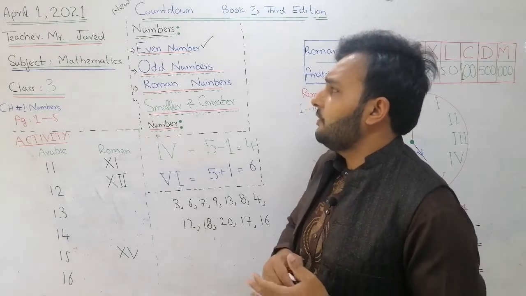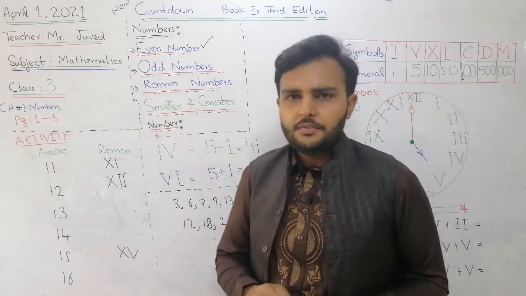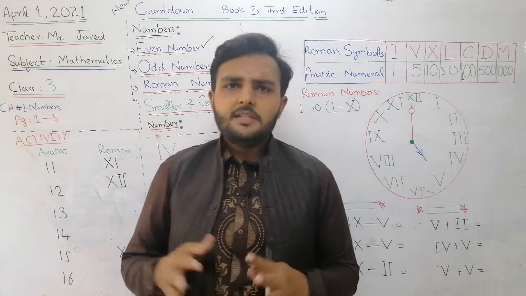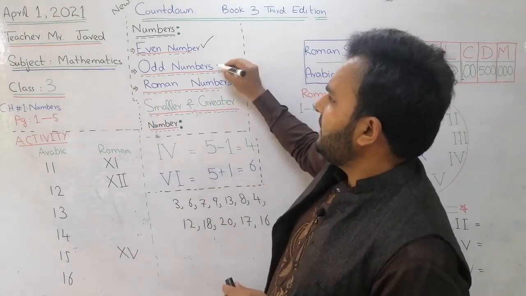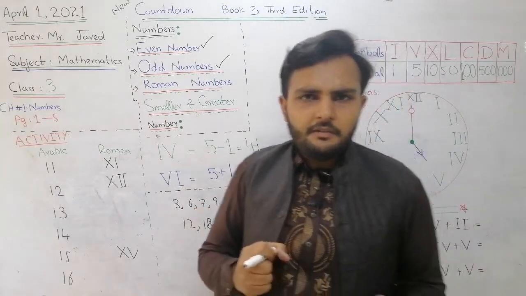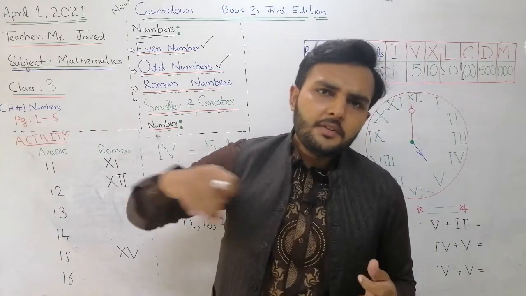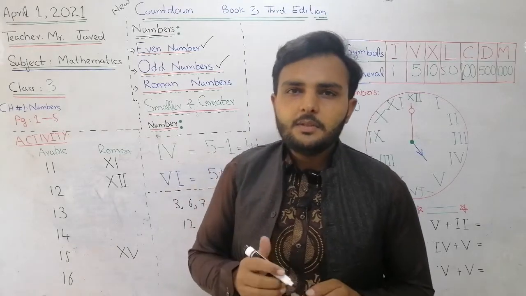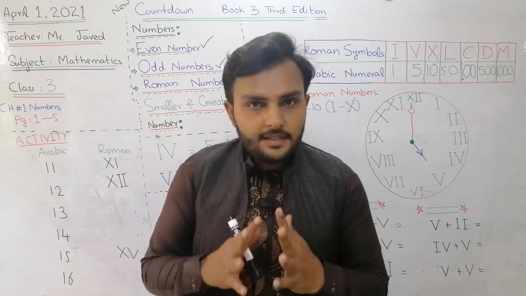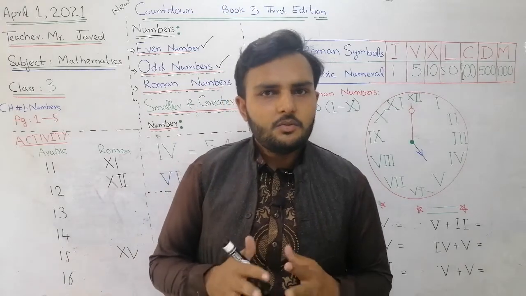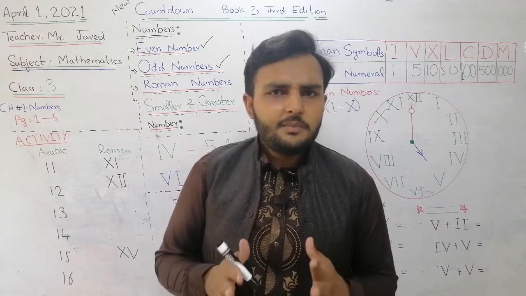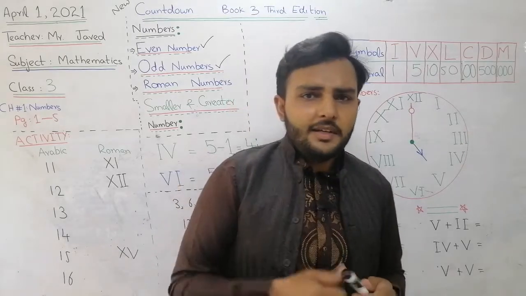Before discussing Roman numbers, our first topic is even numbers. First of all, we are going to finish even and odd numbers. Even and odd numbers are basically opposite to each other. When you talk about even, it means you are going opposite to odd. So even numbers are the numbers that can be divided exactly by 2, that are divisible by 2.